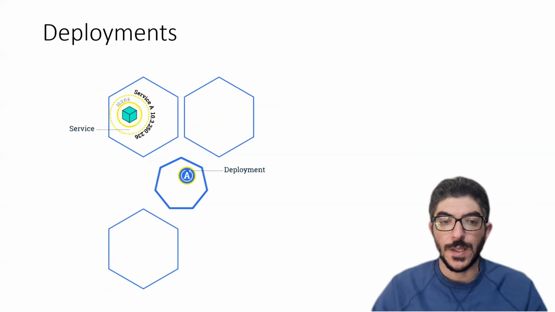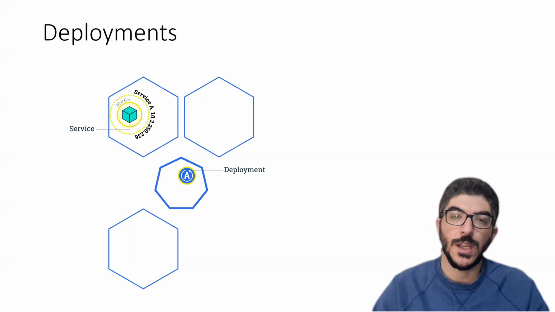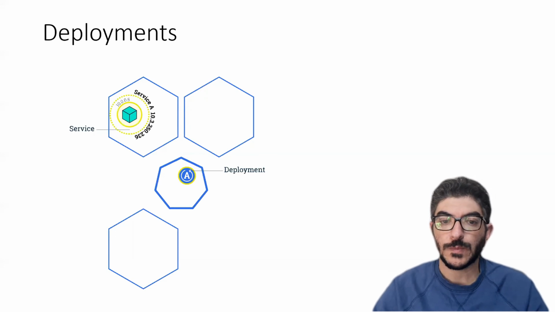We've seen a replica set, and we've seen what it can do. It can replicate my pod to multiple instances. But there are some scenarios where the replica set is falling short. For example, if I have a replica set with 3 pods that has version 1 of my application, and now I want to create version 2.